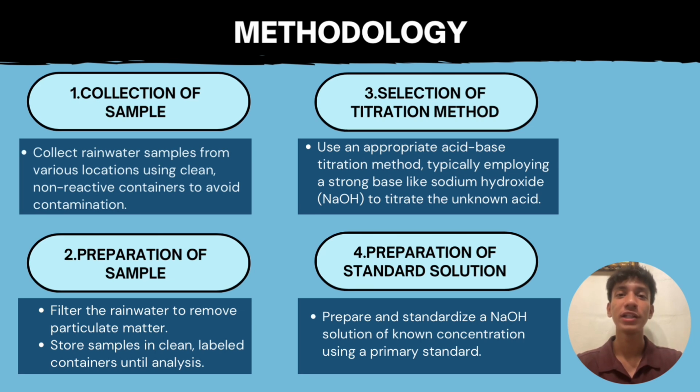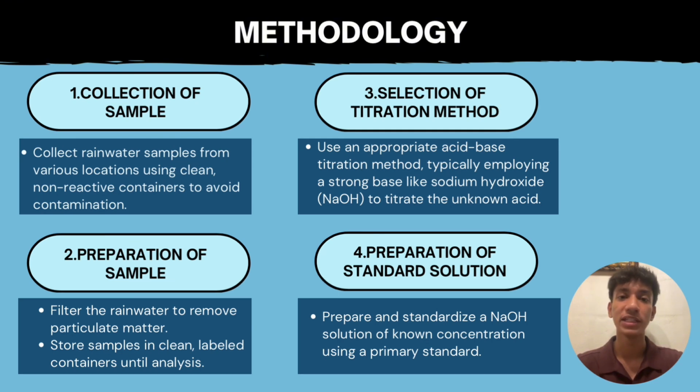So now, let's move on to the methodology for determining the presence of acid in rainwater using volumetric analysis through titration. The process begins with the collection of samples. Rainwater samples are gathered from various locations using clean, non-reactive containers to avoid contamination. Once collected, the samples are filtered to remove any particulate matter and stored in clean, labeled containers until analysis.